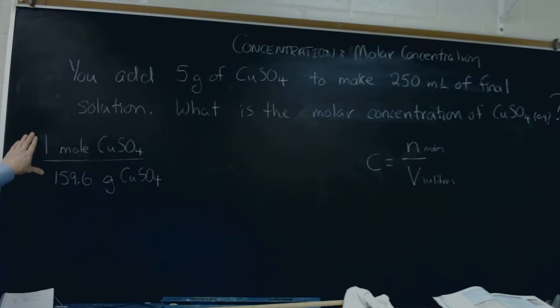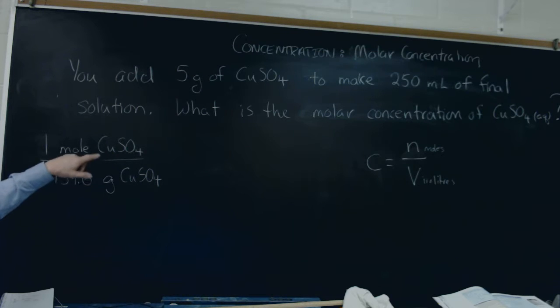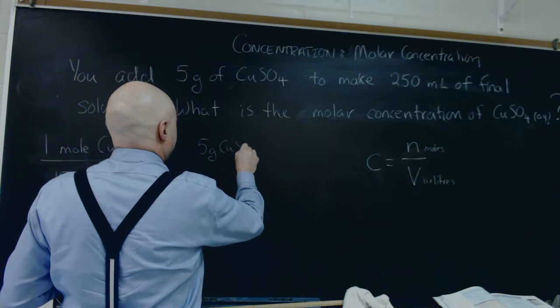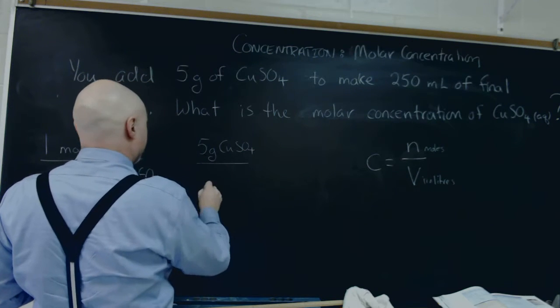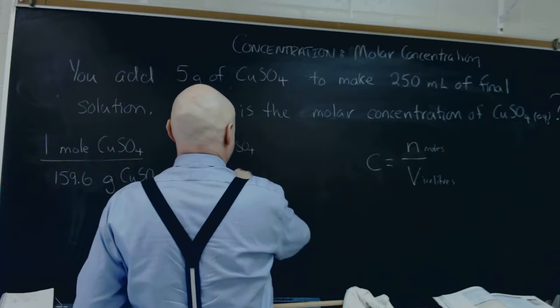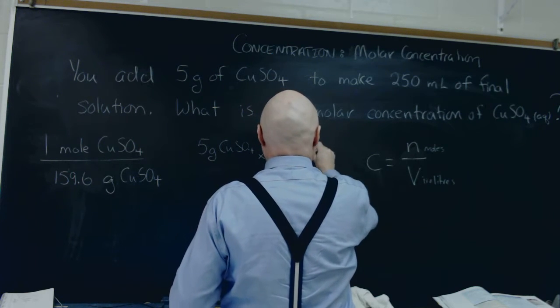Okay. If you add up the mass of a copper atom, a sulfur atom, and 4 oxygen atoms, you'll come up with the molar mass of copper sulfate. And 1 mole of copper sulfate has a mass of 159.6 grams. And so we are actually going to find out how many moles we have by using our factor label method. 5 grams of copper sulfate times our conversion factor.